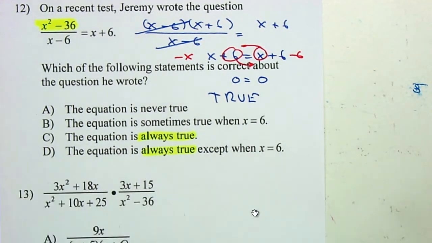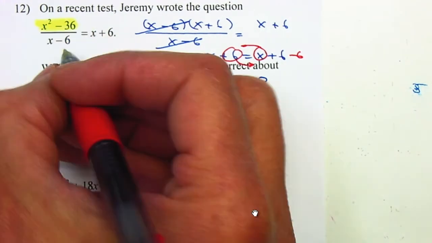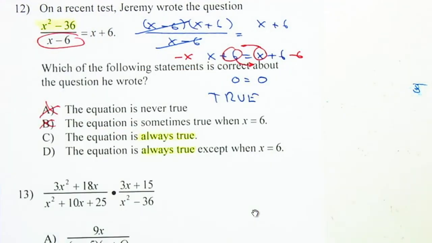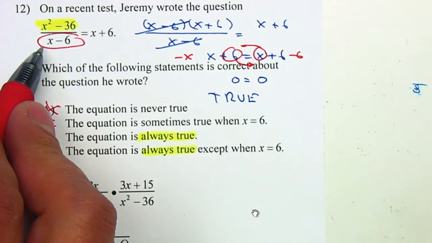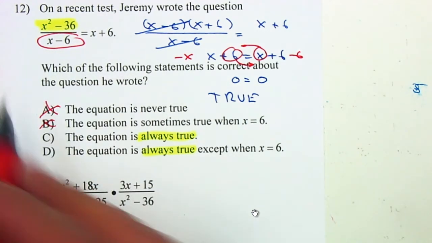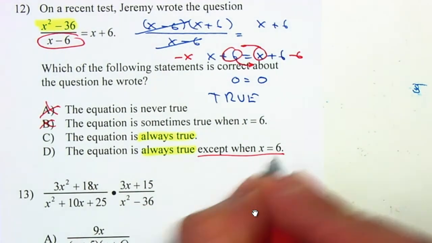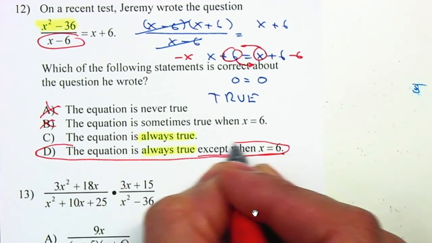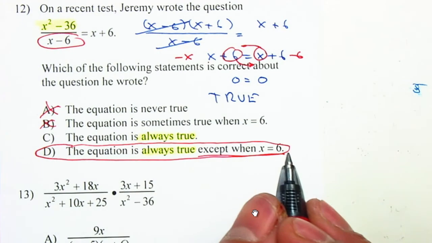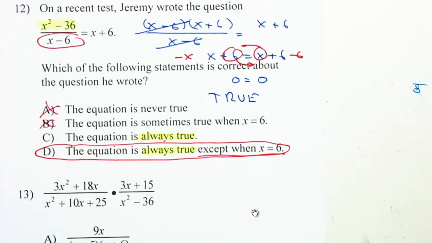So we know A and B is not an answer. Now, we have to notice that on the denominator, we have a restriction. The denominator cannot be 0. The only value that will make this 0 is 6. So it's always true except when x is equal to 6. Because if x is equal to 6, the denominator is 0, which will give us an undefined value.